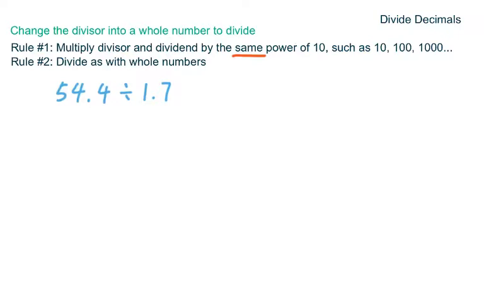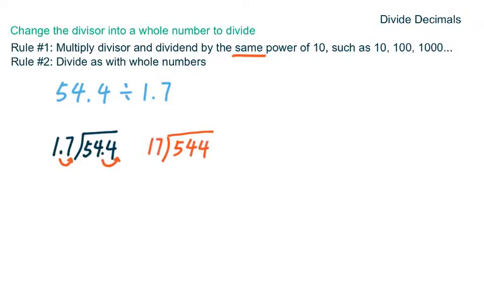So to show you with long division, we write 54.4 inside, 1.7 outside. Since we're multiplying both the dividend and the divisor by 10, we know that basically we are moving the decimal point one place to the right. And essentially, we are already doing rule number 2, which is to divide as how we divide by a whole number. So basically, we're dividing 544 by 17.